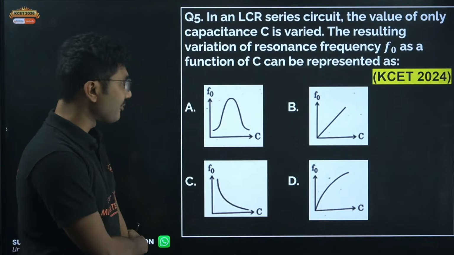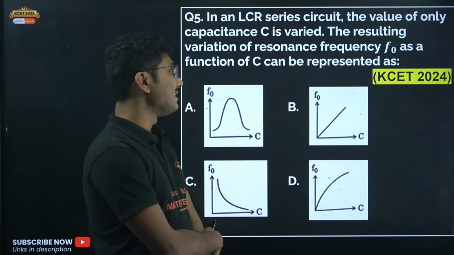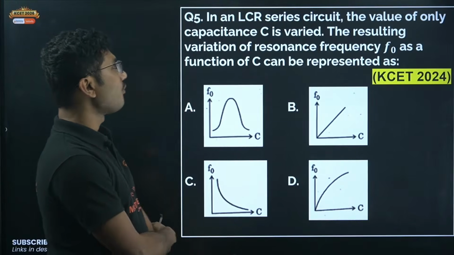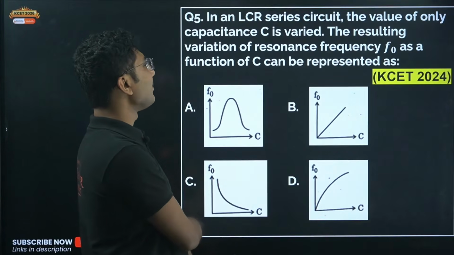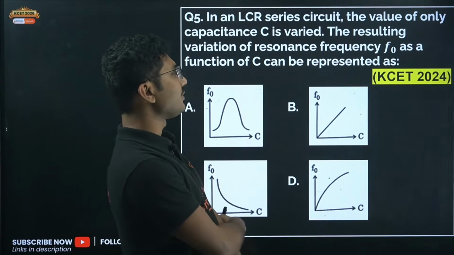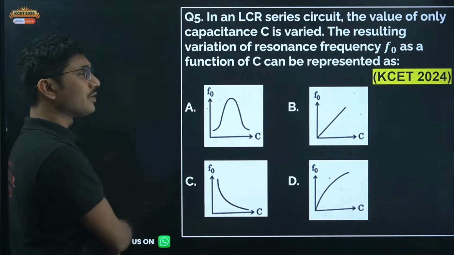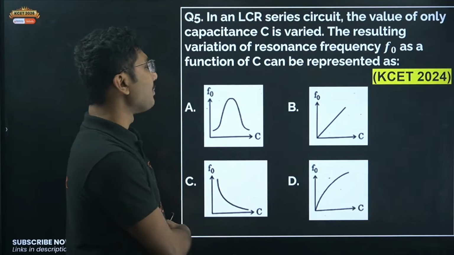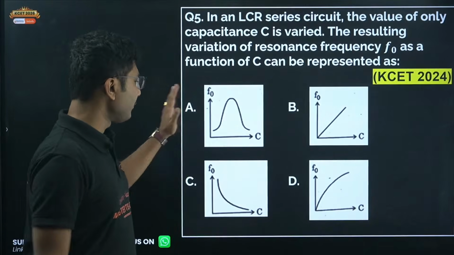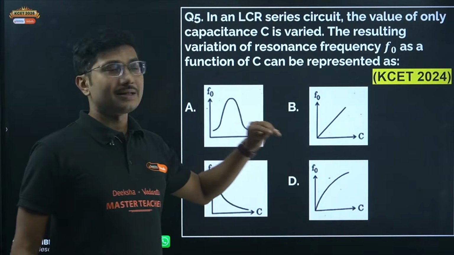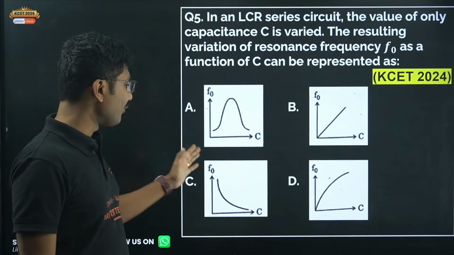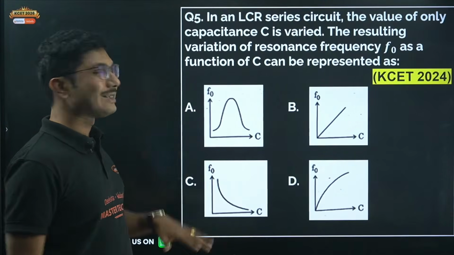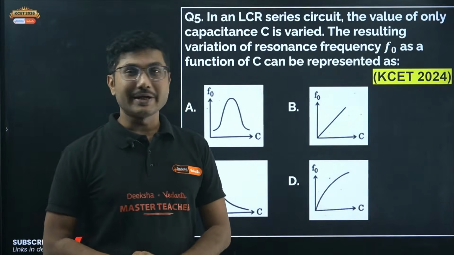Now answer this question. In an LCR series circuit, the value of only capacitance C is varied. The resulting variation of resonance frequency F0 as a function of C can be represented as which of the diagrams? Which diagram represents the correct variation of F0 with C? So F0 and C, how are they related? First of all, let us understand that.